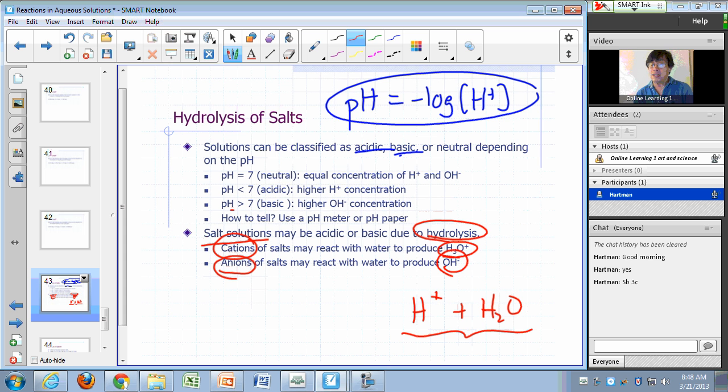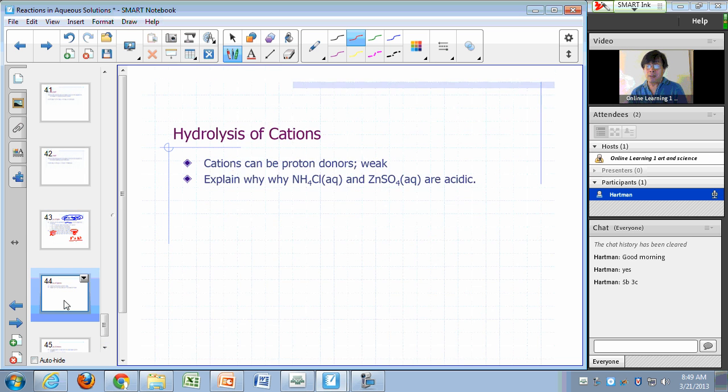So if only one of these two happens, then you can predict that something would be acidic or basic. But if both of these could happen, then you need a little bit more information to figure out whether it's going to be acidic or basic. So salts can be considered acidic or basic depending on the pH of the solution that you get when you mix it with water. So cations can be proton donors, but they would be weak acids.